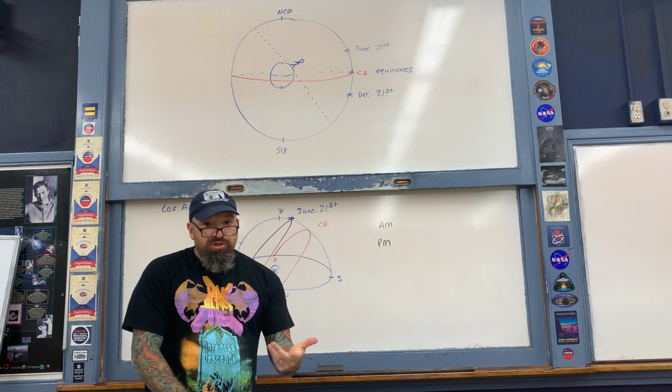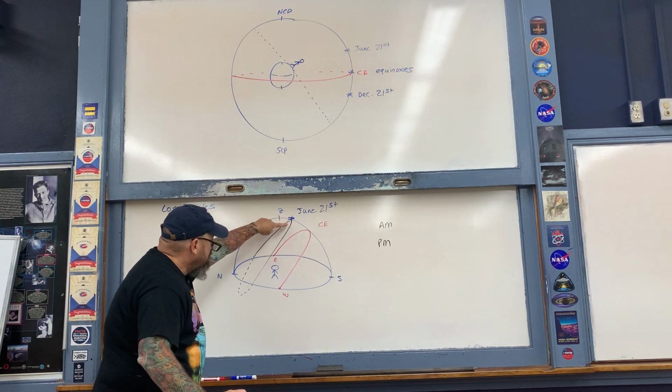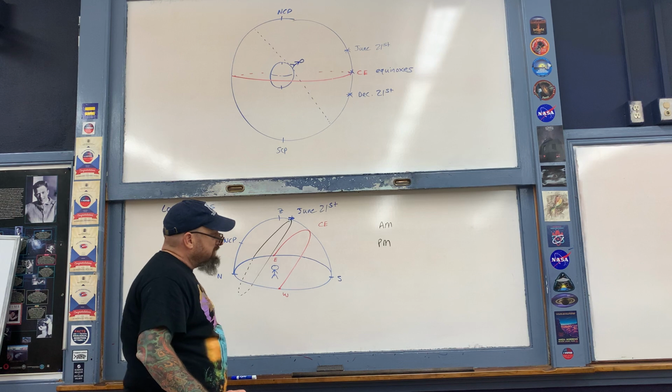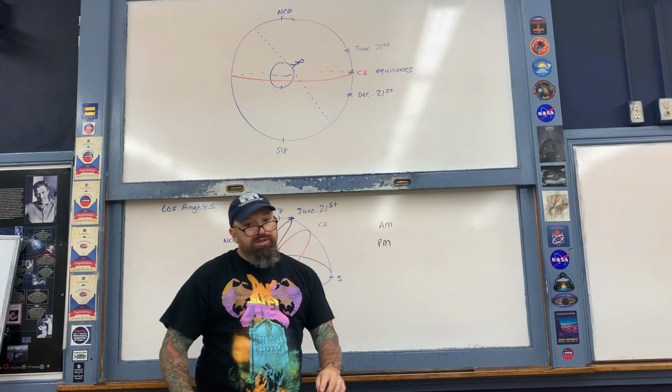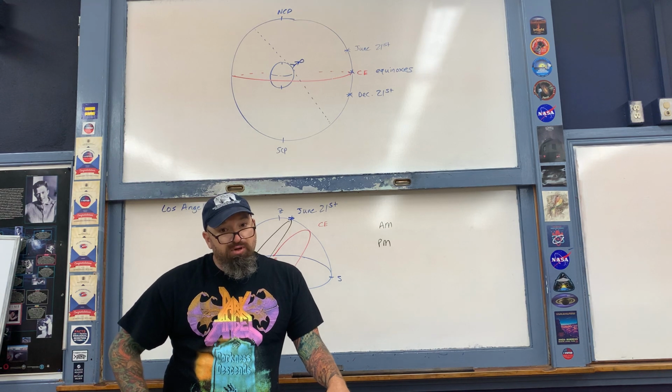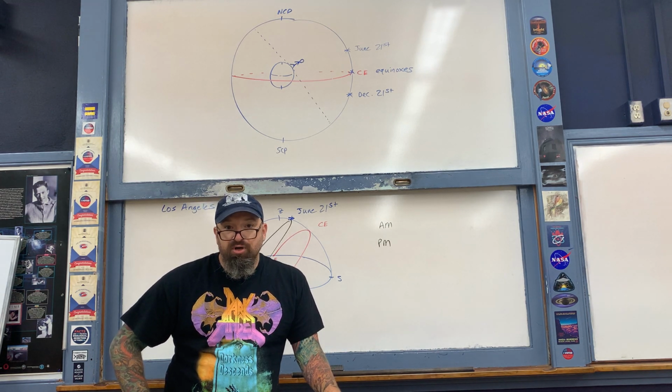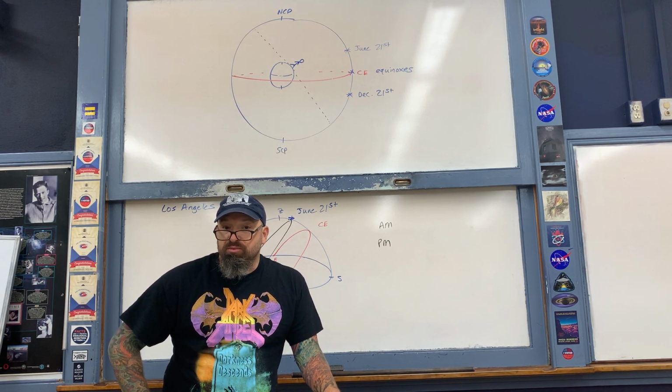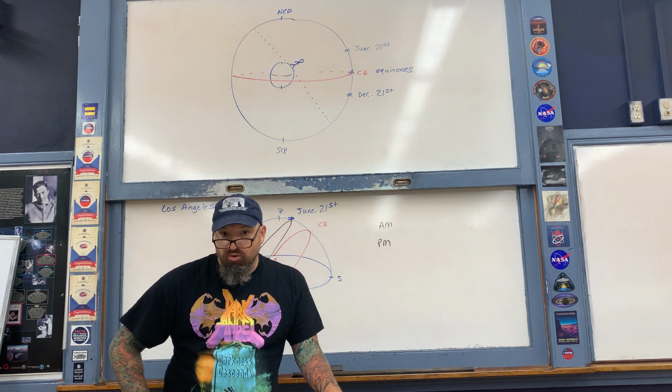However, from noon to midnight, the sun is west of the meridian. This then refers to PM, which stands for post-meridian. So AM means antemeridian. That means the sun is east of the meridian. PM stands for post-meridian. The sun is west of the meridian.